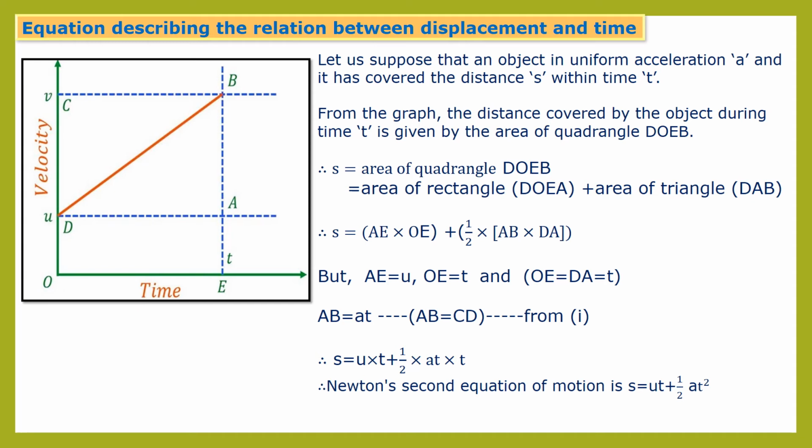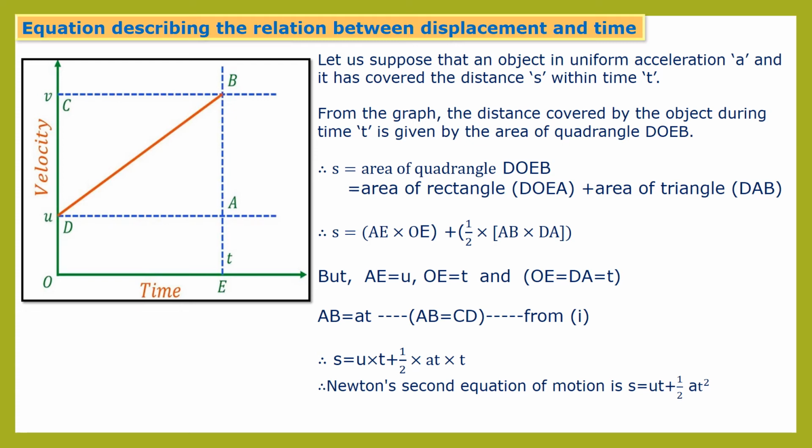But what is AE given, children? AE is U, because AE is parallel to OD, or AE is equal to OD, and the OD distance is U only. Now OE is equal to T, that is time, and OE is equal to DA, because OE and DA are parallel lines, or the length of the rectangle, both are the length, so it will be T only. AB is equal to 80.